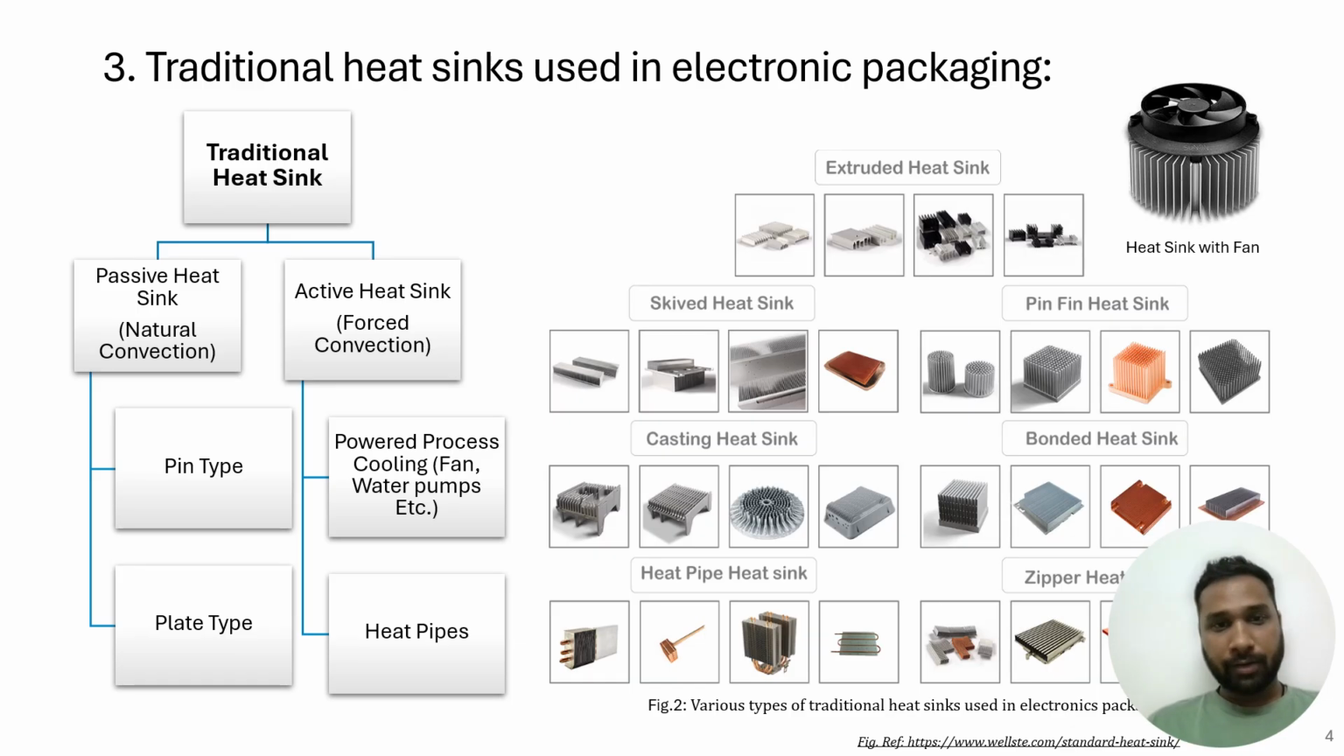You can see the following are examples of different types of heat sinks. Similarly, active heat sinks are divided by powered cooling processes, like fans and water pumps. The second one is heat pipes, heat pumps, and other phase change materials and thermoelectric materials. Such things come under active heat sinks.